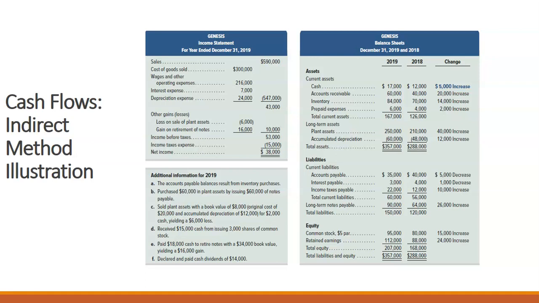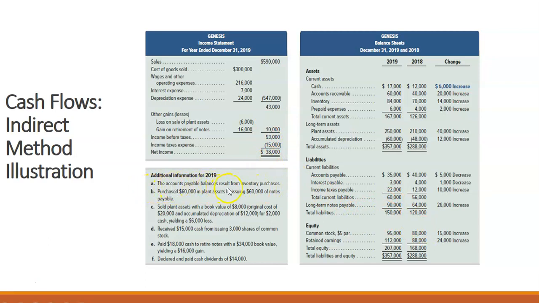So we see that we have a $5,000 increase in cash, $20,000 increase in accounts receivable from 2018 to 2019, $14,000 increase in inventory. So we look at the increase or decrease from year to year in all of our accounts. So what the statement of cash flows is looking at is explaining this in cash flows. We also have our net income, and then we have other information.